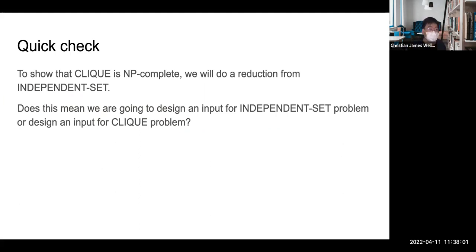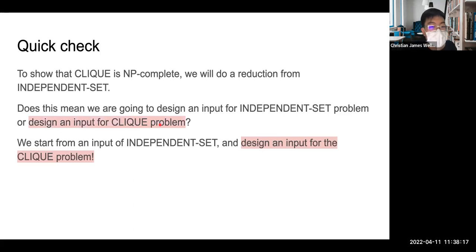Because we are coming out with a reduction, right? Okay, so we transform the input from something to something. All right, so I've got a couple of answers, and indeed it is to design an input for the CLIQUE problem. Start off from independent set and design it for the CLIQUE.